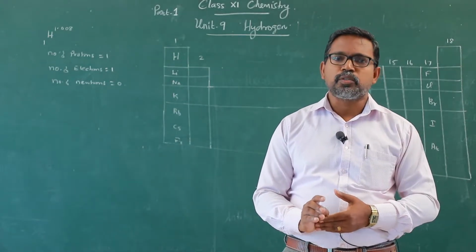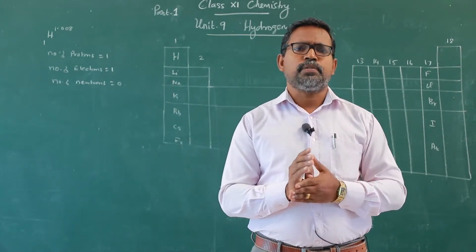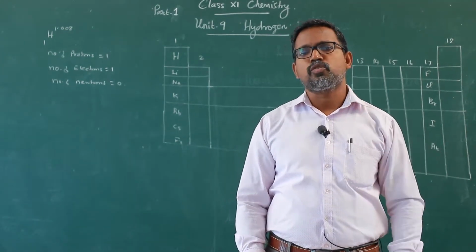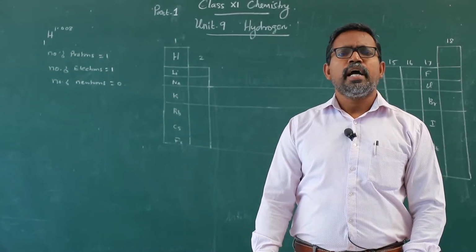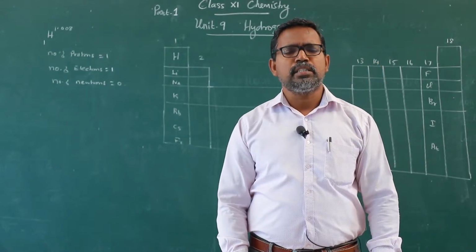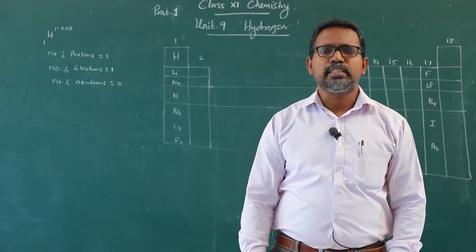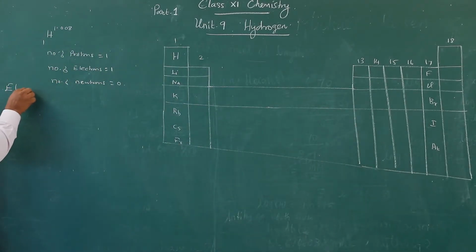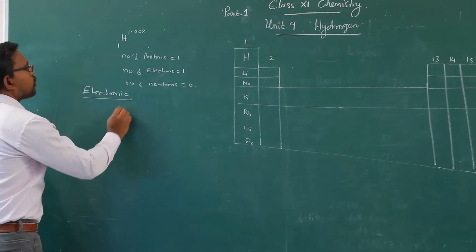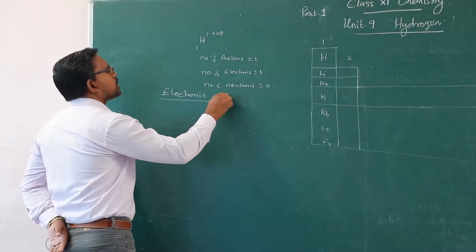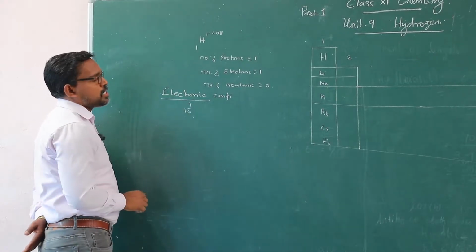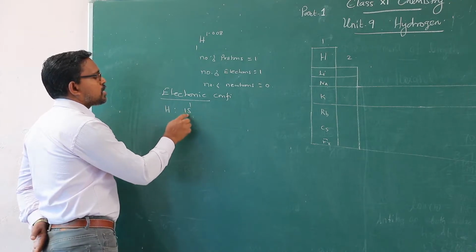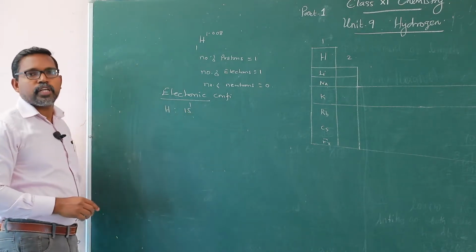First I would like to explain how hydrogen resembles alkali metals. Hydrogen resembles alkali metals in many respects. The first one is electronic configuration. We know that only one electron is present in hydrogen. So, hydrogen has atomic number 1 and only one electron present in the valence shell, the electronic configuration is 1s1.